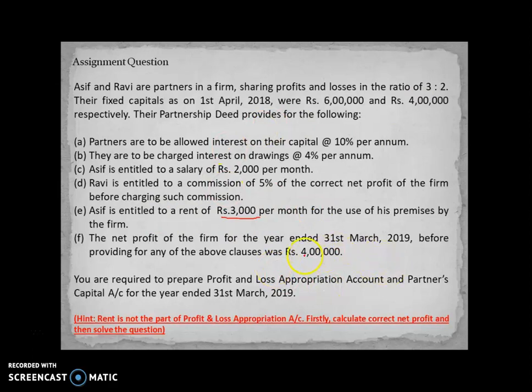So the 4 lakh is the profit. So what will you do? This minus 3,000 into 12, which is 36K. You will get the amount and then you will solve the question. I hope this is clear to all of you.